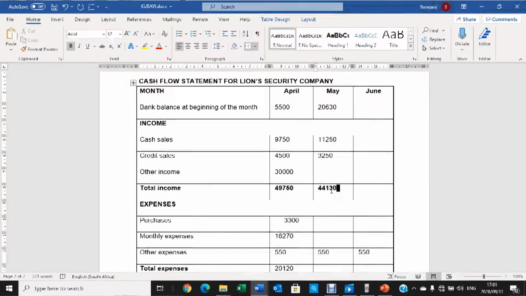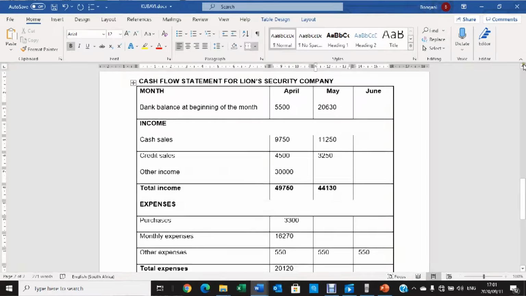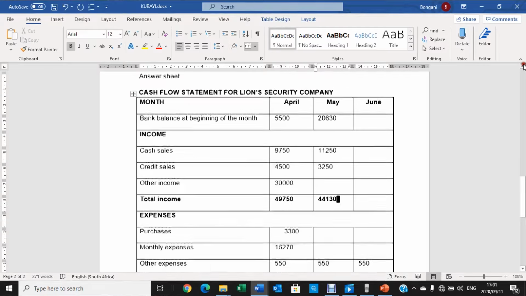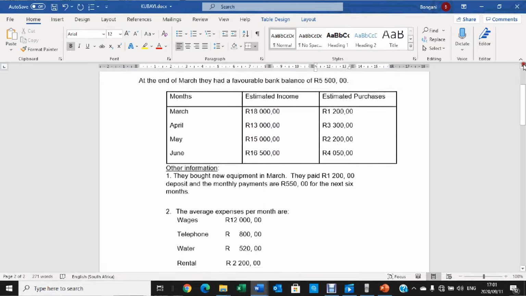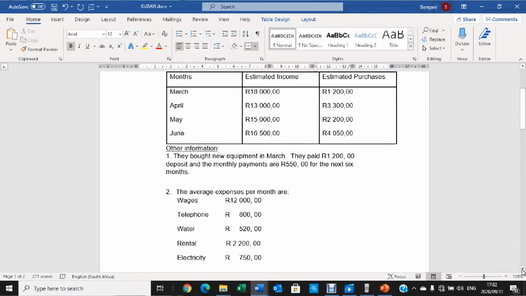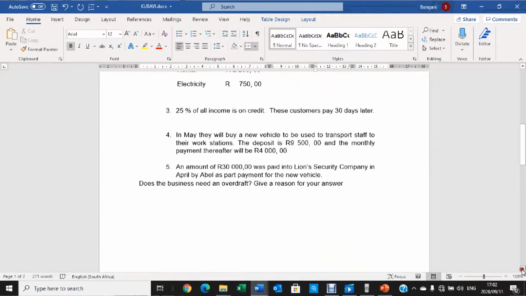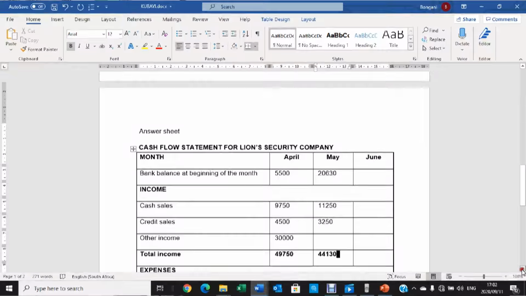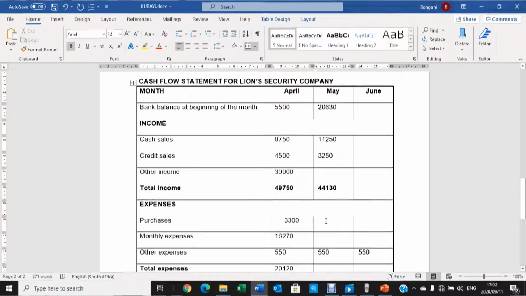And then we move to expenses. Purchases is the first one. We go back and check how much is expected. It is estimated as our purchases for the month of May. Our purchases for the month of May is 2,200. And then we record the 2,200 as our purchases for the month of May.